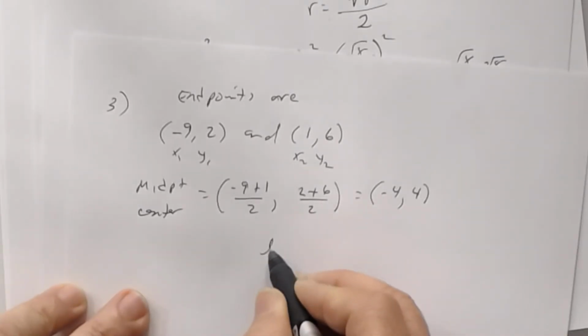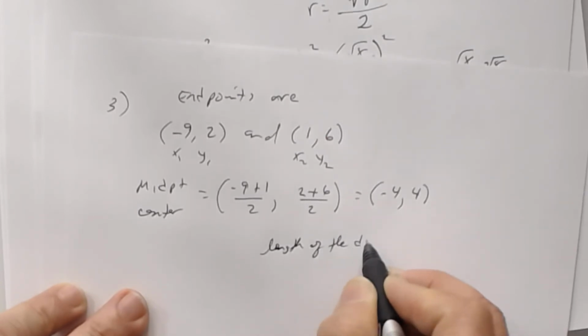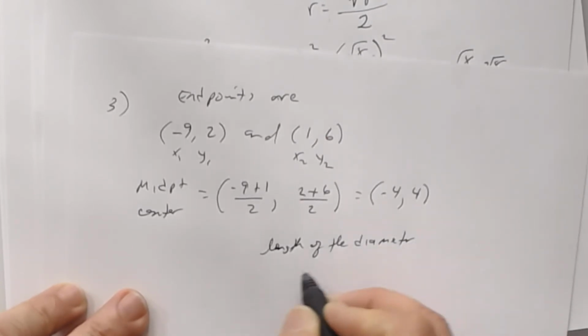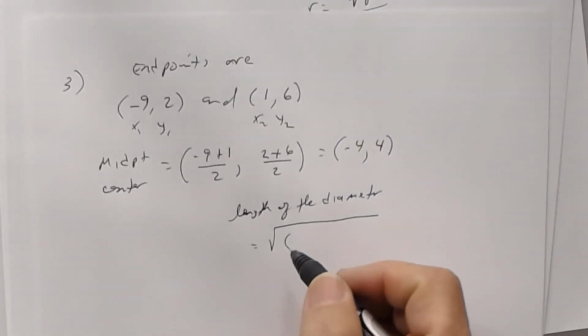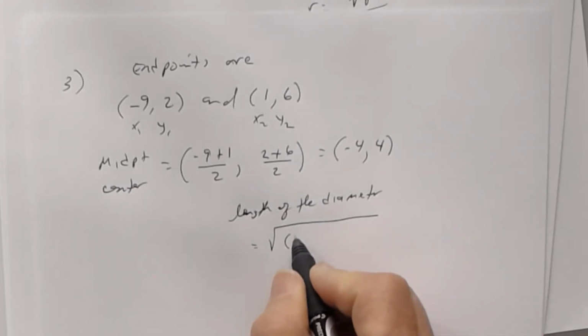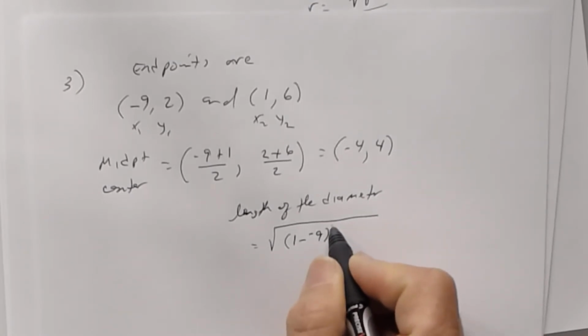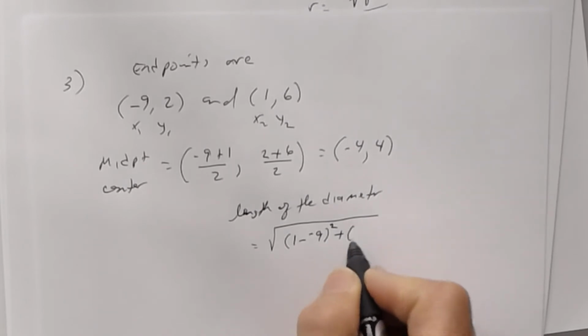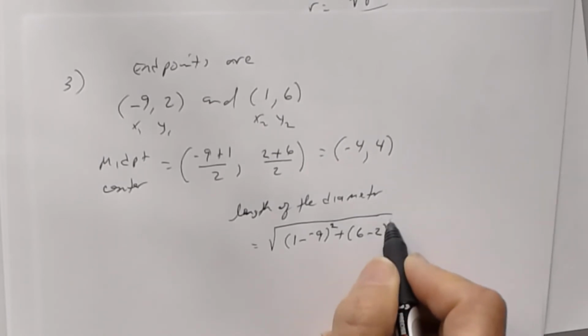So the length of the diameter will be the square root of, and then remember you subtract your x-coordinates. So what's x2? 1. Subtract x1, which is negative 9. What do I do to that? Squared. Plus, now you subtract your y-coordinates. y2, which is 6. Subtract y1, which is 2. Whatever that is, I squared.